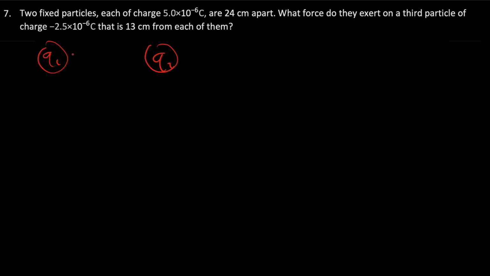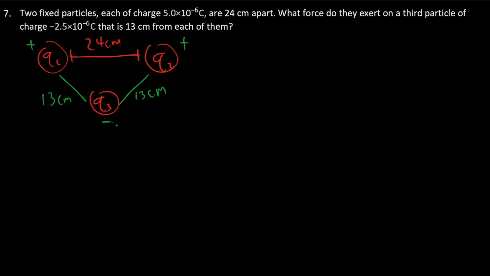And then there's gonna be, and they are 24 centimeters away from each other. So there's gonna be another charge 3, which is 30 centimeters away from the two charges, charge 1 and charge 2. Charge 1 and charge 2 are positive, charge 3 is negative. So there's gonna be two attractive forces. The force is gonna be pointing this direction, F1, and this is gonna be F2.